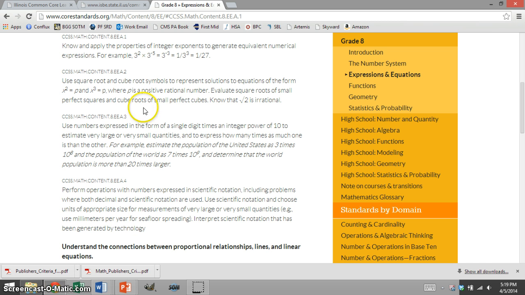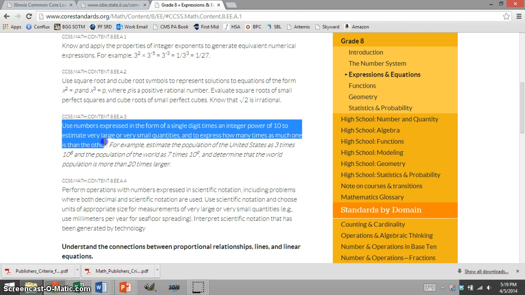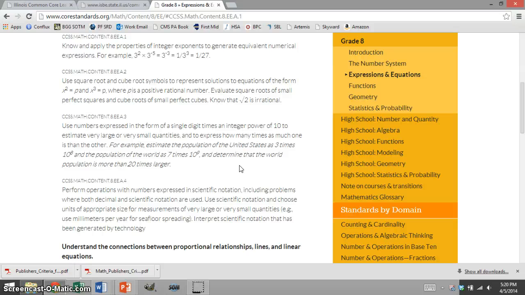Okay. If we look at another number, so here let's look at 8EE3. Use numbers expressed in the form of a single digit times an integer power of 10 to estimate very large or small quantities, to express how many times as much one is than the other. Well, if we're estimating, that's really kind of getting at an understanding issue. Like, how big is this number? How many times bigger is this thing than that thing? That can be a procedure, but again, we're looking for an estimate, so that's probably going to fit a little bit better in the conceptual understanding column.